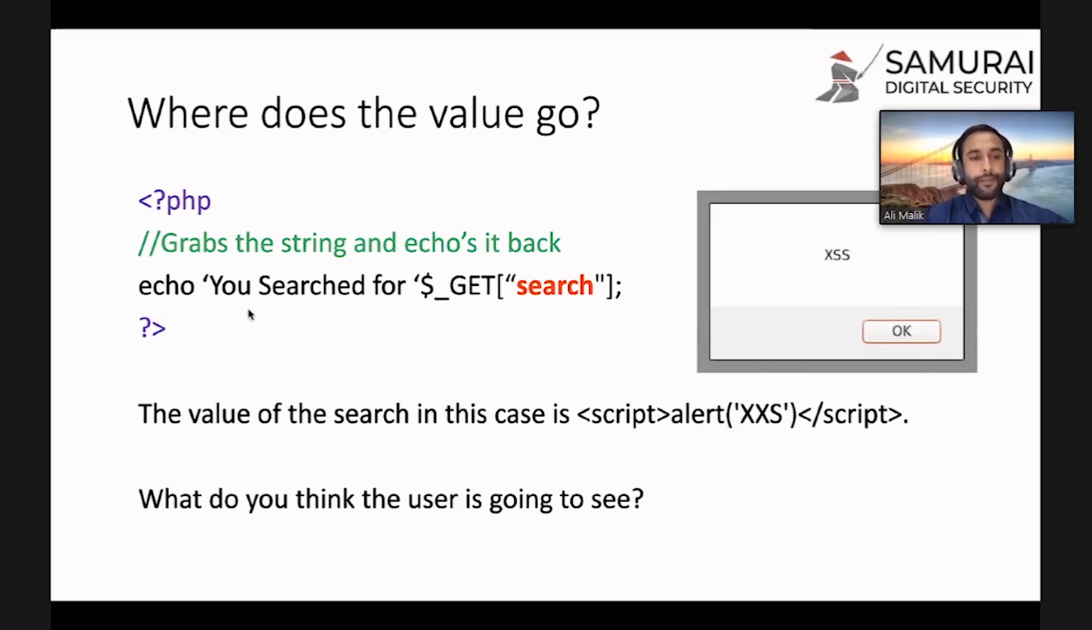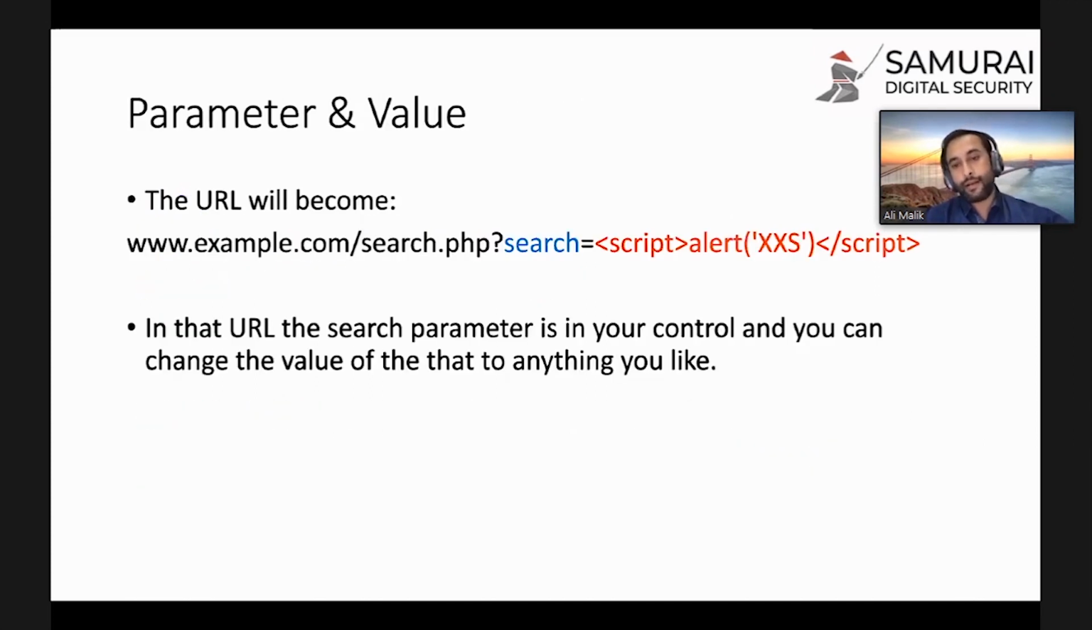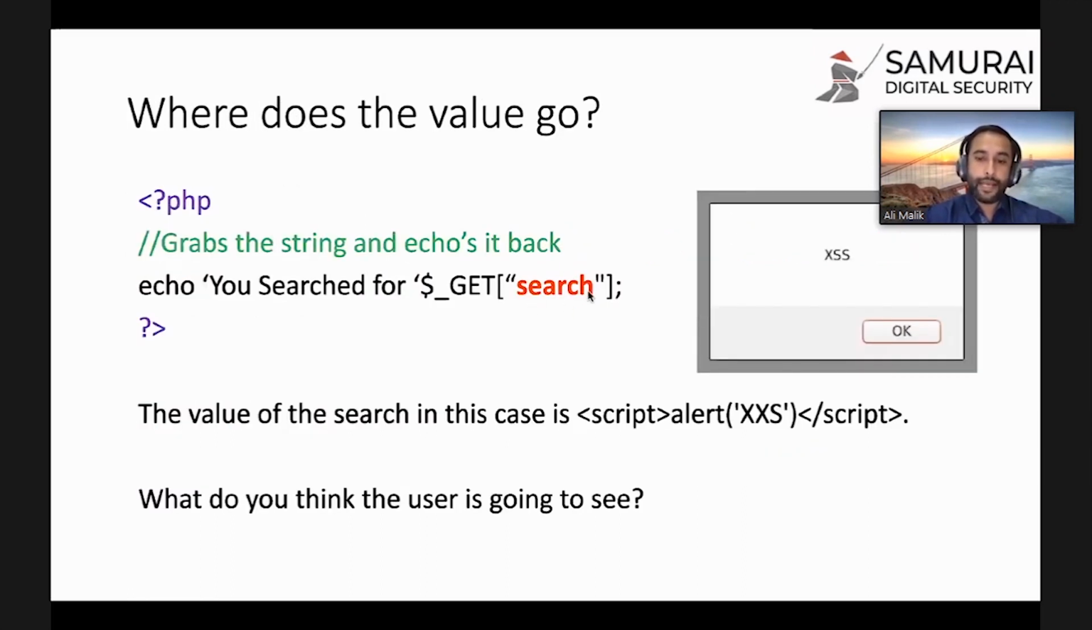So in this example, the PHP is actually showing back to the user what they have searched for, and then the search term. But because you have added a cross-site scripting attack in your search term, this will execute here. And what do you think is going to happen? It will show a pop-up box like this on the client machine.